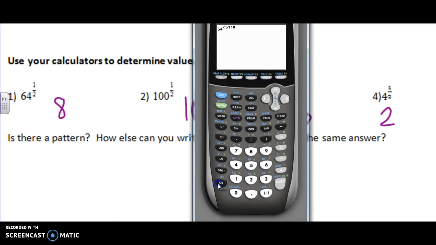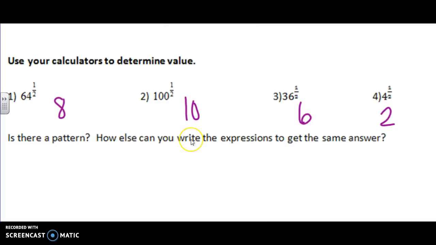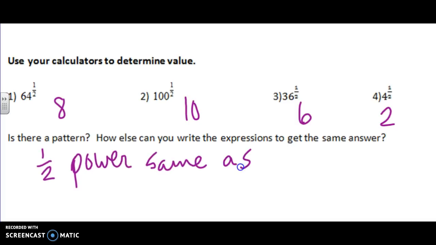So hopefully you saw that on all these, when you hit that 1/2 exponent, on the first one you got 8, the second one you got 10, third one you got 6, and the fourth one you got 2. Is there a pattern? Well, what do you think? I'm hoping that you recognize that the 1/2 power is the same as its square root. So let's write that down. The 1/2 power is the same as a square root. Okay?